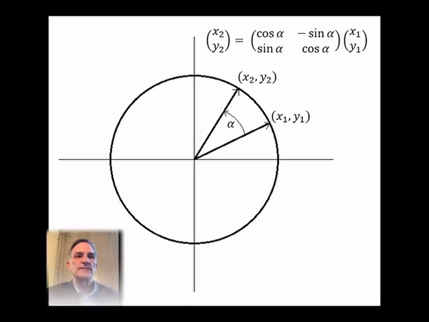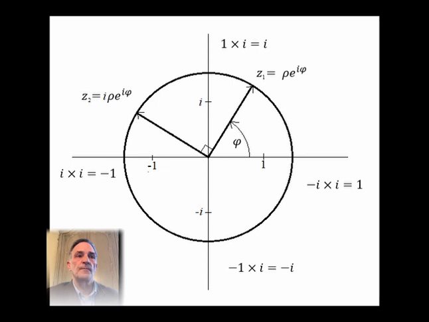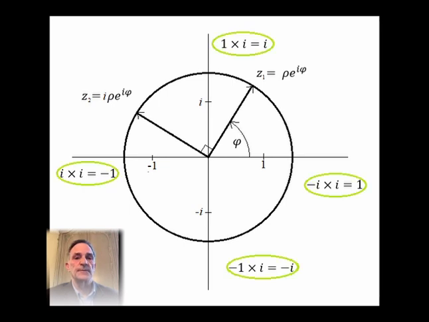But you can save a lot of time by viewing the same system in the complex plane. Here, we can take advantage of the fact that multiplying any complex number by i causes a vector representing that number to rotate pi over 2 radians, or 90 degrees, counterclockwise. This, of course, is easy to see by multiplying 1 or i and so forth by i.